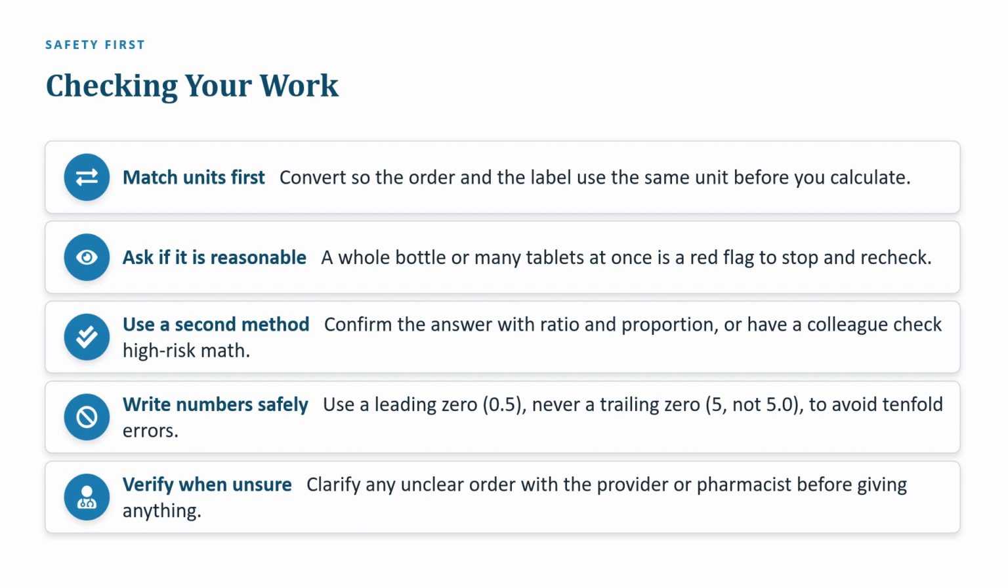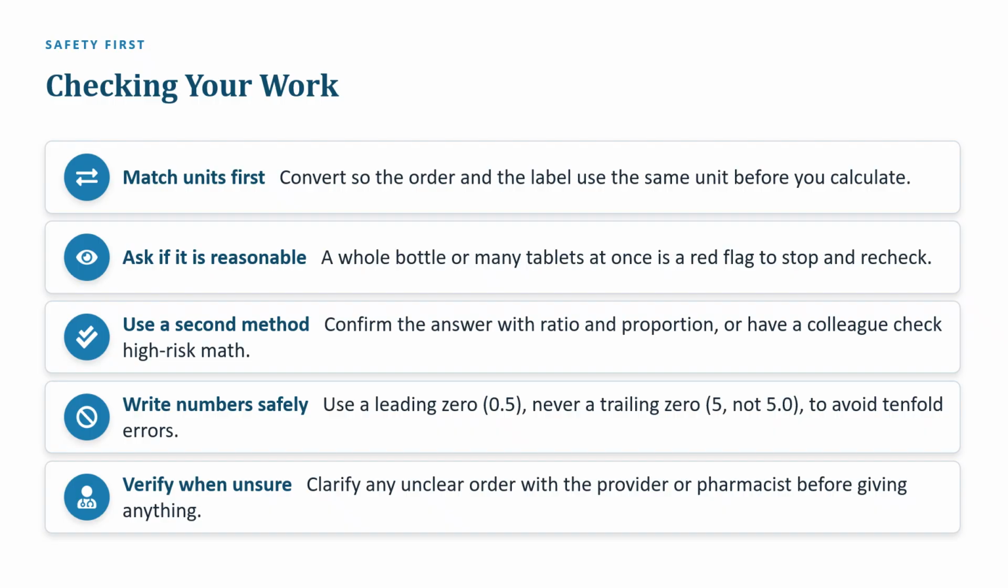Second, ask if the answer is reasonable. Develop a feel for a sensible dose so that a result telling you to give a whole bottle of liquid or a large handful of tablets immediately makes you stop and recheck. Your common sense is a safety device.